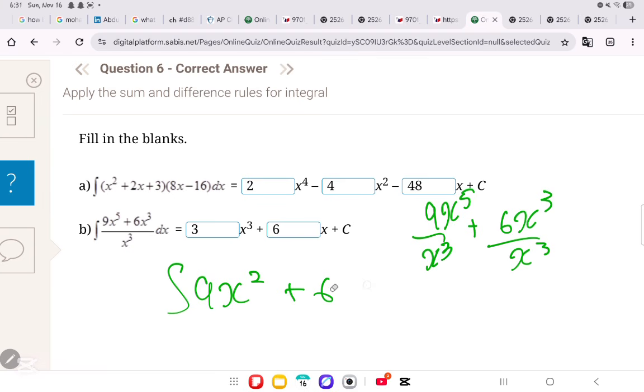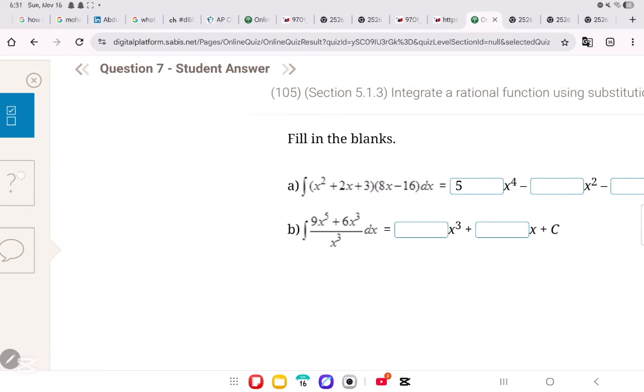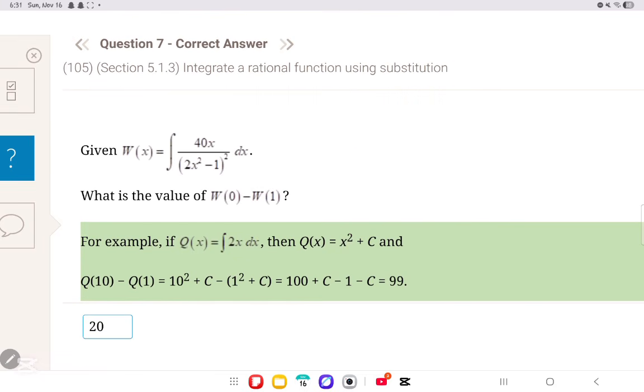So now what are we gonna do? We are gonna do the integration. So this is 9x^(2+1) over 2 plus 1, plus 6x^(0+1) over 0 plus 1. So this is gonna be what? This is gonna be 1 and 1. This is gonna be 3 and 3. So this is gonna be 3x cubed plus 6x plus c. We'll move on to question number 7.